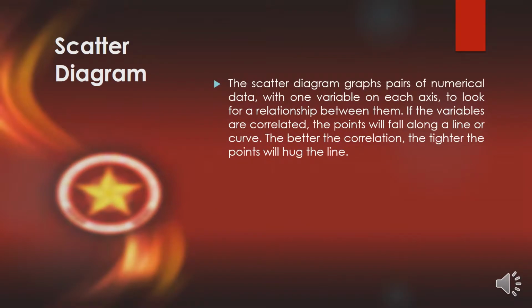The scatter diagram graphs pairs of numerical data with one variable on each axis to look for a relationship between them. If the variables are correlated, the points will fall along a line or curve. The better the correlation, the tighter the points will hug the line.